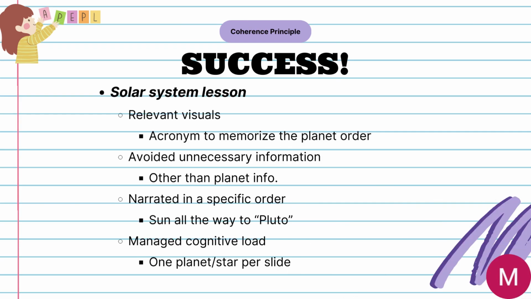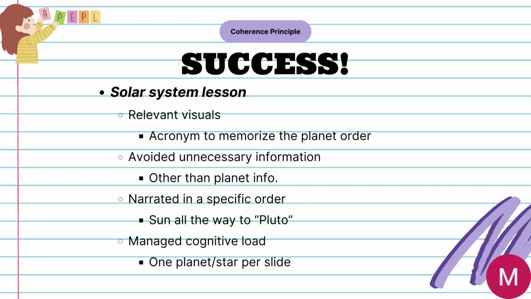On the upside, there are many examples I came up with in my head of when I found success with the coherence principle. Looking back on it now, I didn't realize what it was at the time, but now I can. So I did a lesson on the solar system looking at the different planets and descriptors, including only relevant visuals, and I included an acronym to help memorize the planet order. Avoiding unnecessary information, I didn't include anything about the extra moons on the different planets.